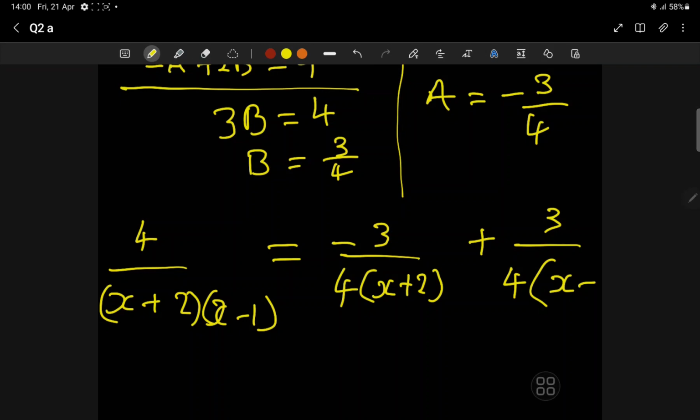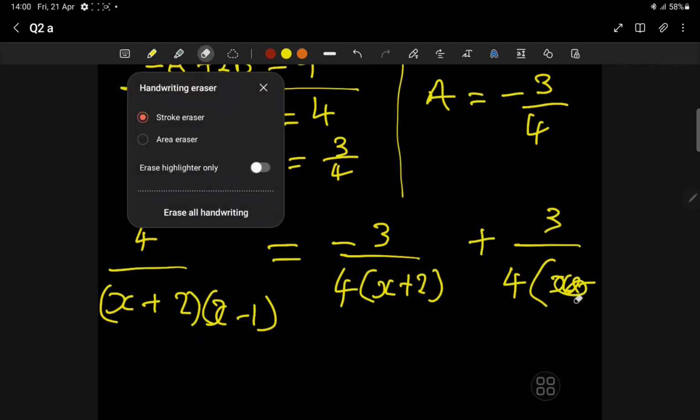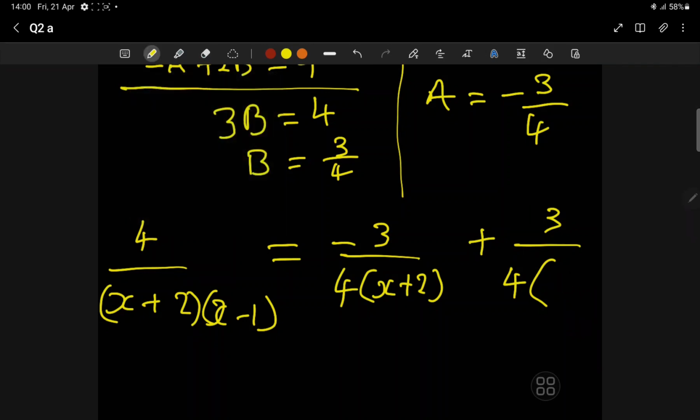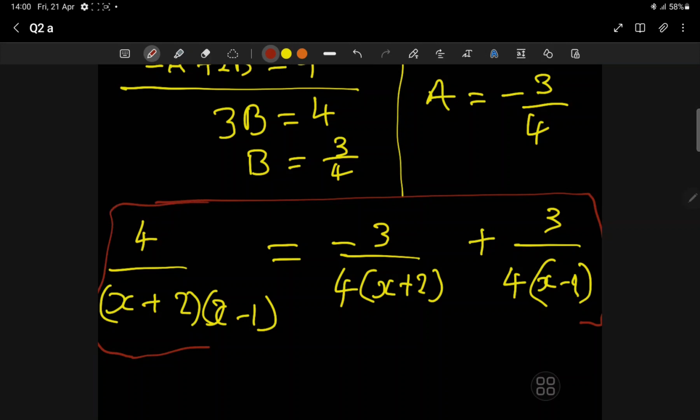So I don't have space here. Okay, so we'll have x minus 1, that. And this is our solution. This is how you present your solution. Okay, so we can proceed.